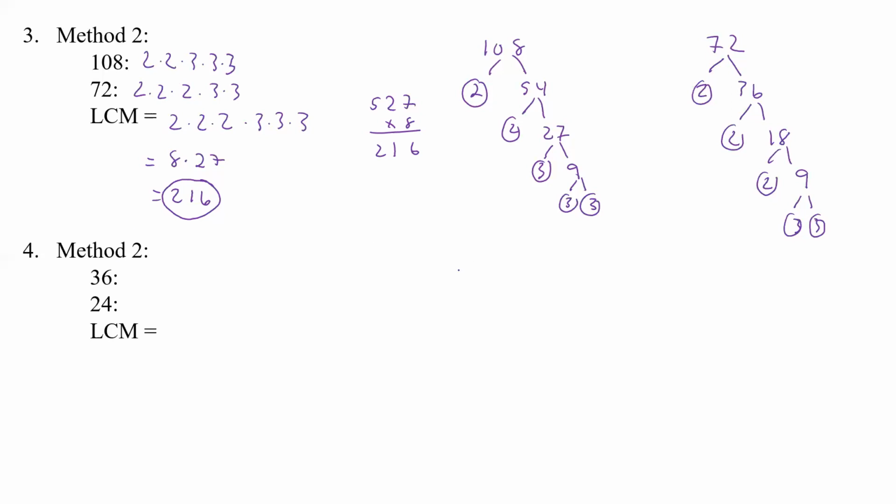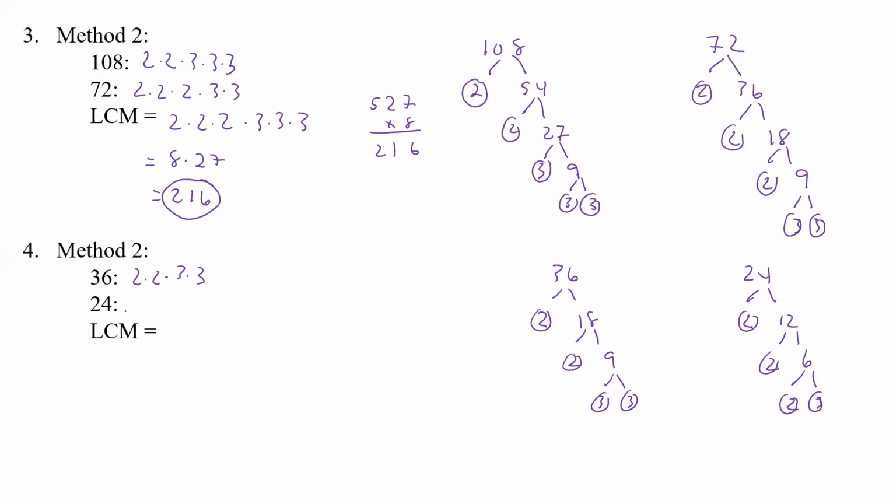All right. What about 36 and 24? Again, 36, well, that's going to be 2, and we have 18. 18 is 2 and 9. 9 is 3 and 3. So we have 2 times 2 times 3 times 3. So pretty easy. 24, what do we have here? Well, that's 2 and 12. That's 2 and 6. And that's 2 and 3. So we have 3 2s and 1 3. So we have 3 2s, 2 3s, and that's going to be our LCM. Well, that's going to be 2 times 2 times 2 is 8, times 3 times 3 is 9, and so that's going to be 72.